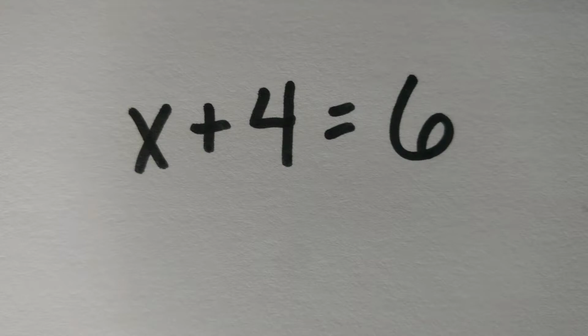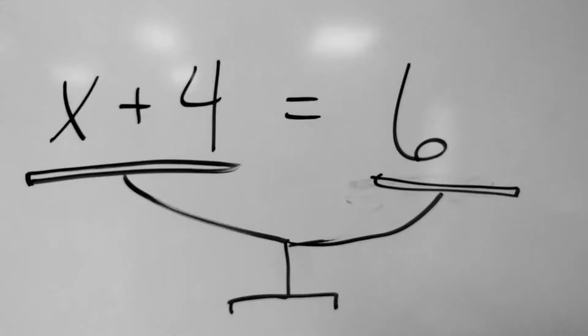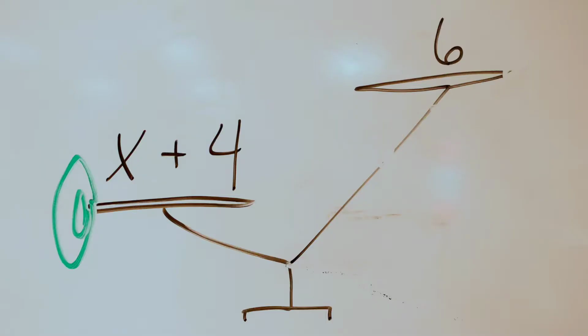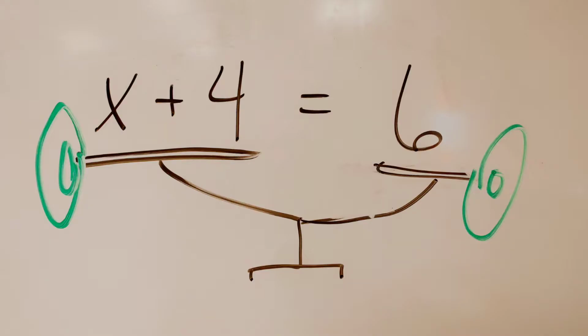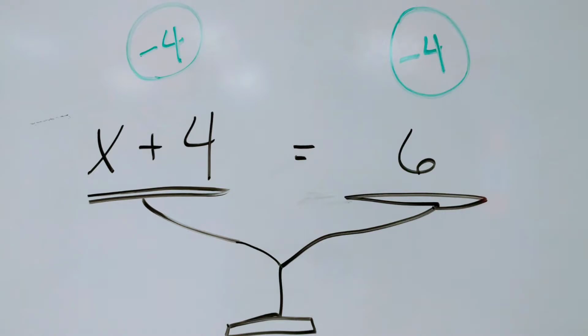A helpful way to think about equality is a scale that's in balance. So the weight of one side is going to be equal to the weight of the other side. Therefore, if we take one thing off of one side, we need to take that same amount off of the other side. If we add something to one side, we're going to need to add that same amount to the second side in order to keep that scale balanced.